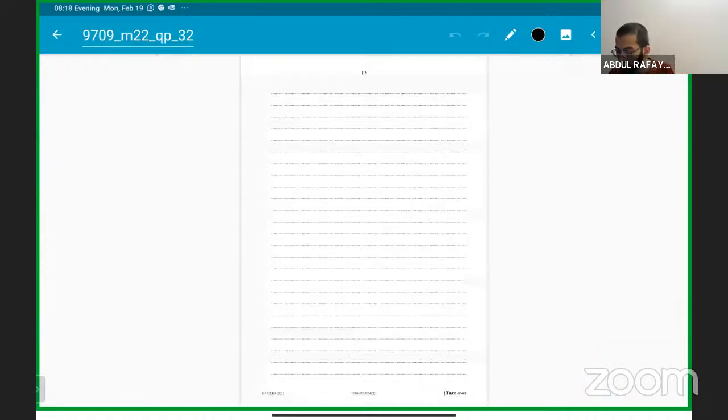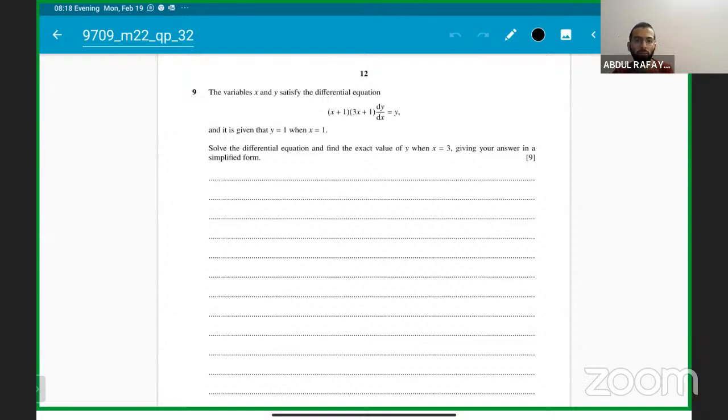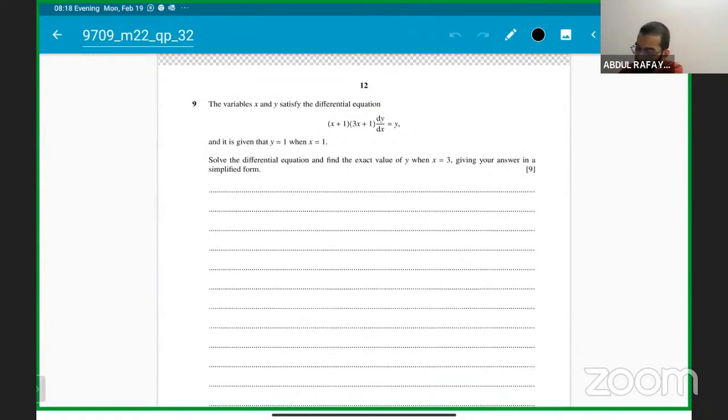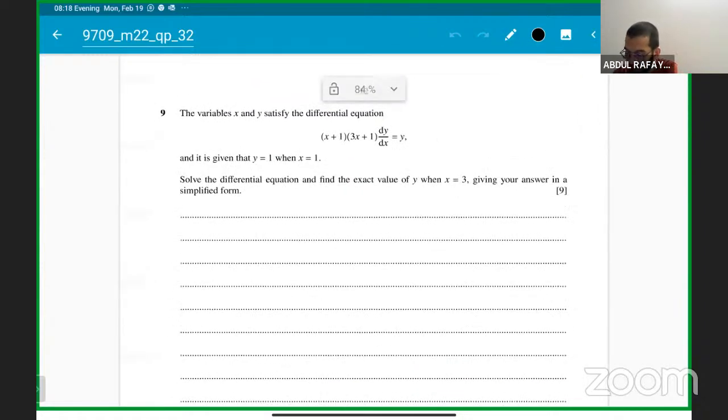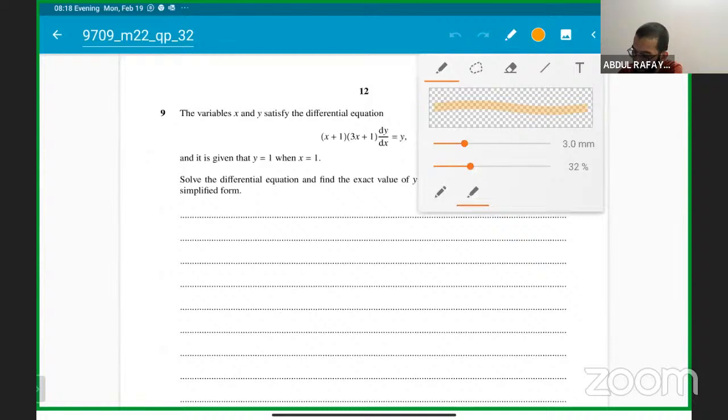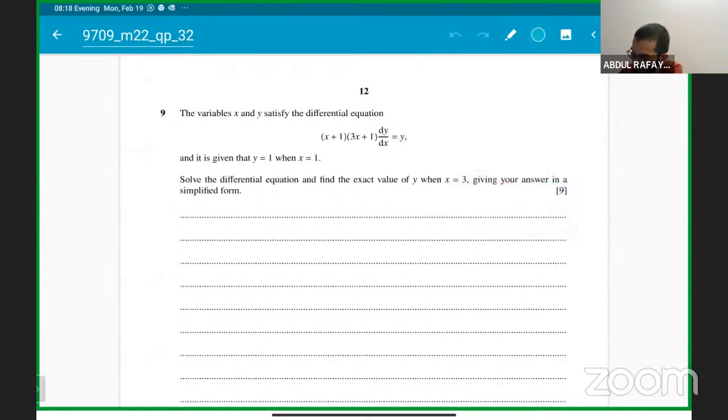Following the February, March question for 9 marks. We have only one simple question for 9 marks, with no parts. We have to solve the differential equation and find the exact value of y when x is equal to 3. Just hold on, the azan is going on. We'll continue from here. Just read the question and then we'll start solving.